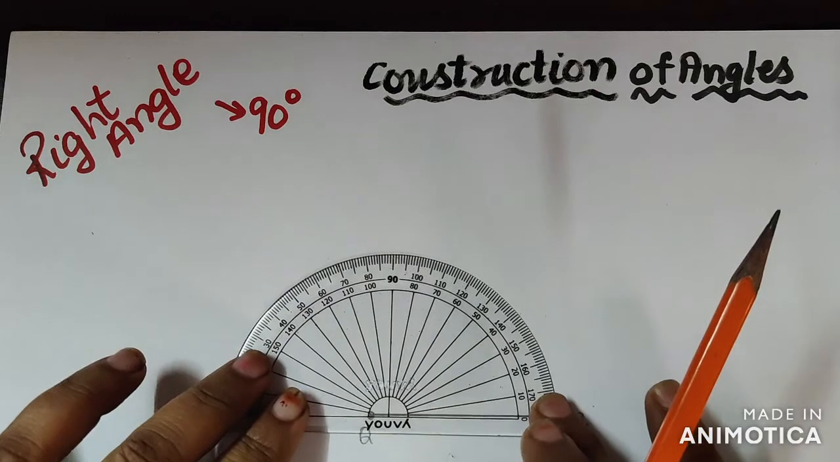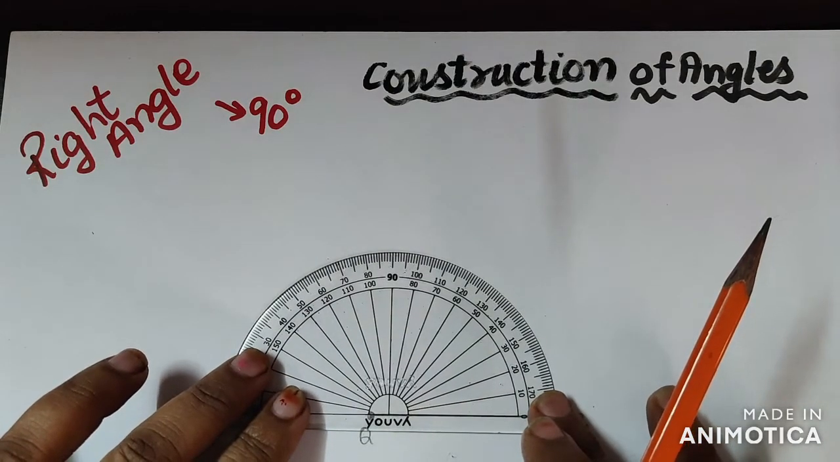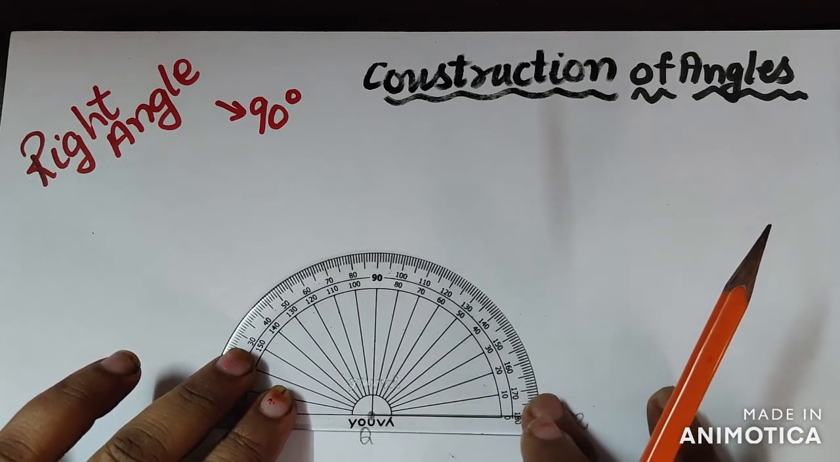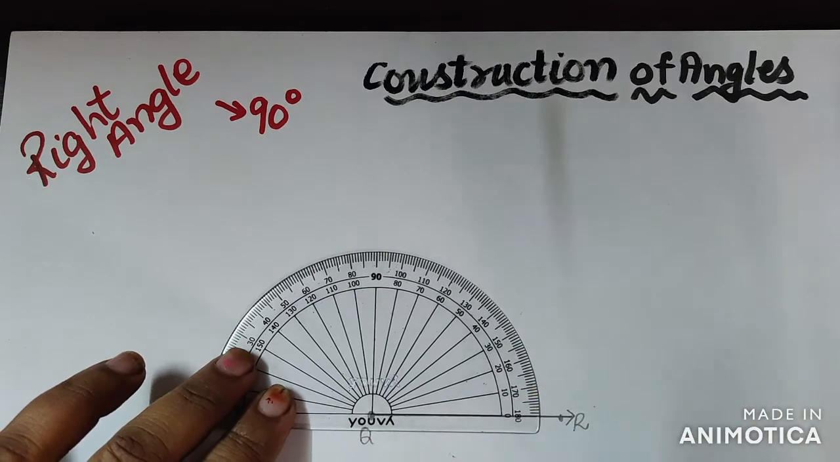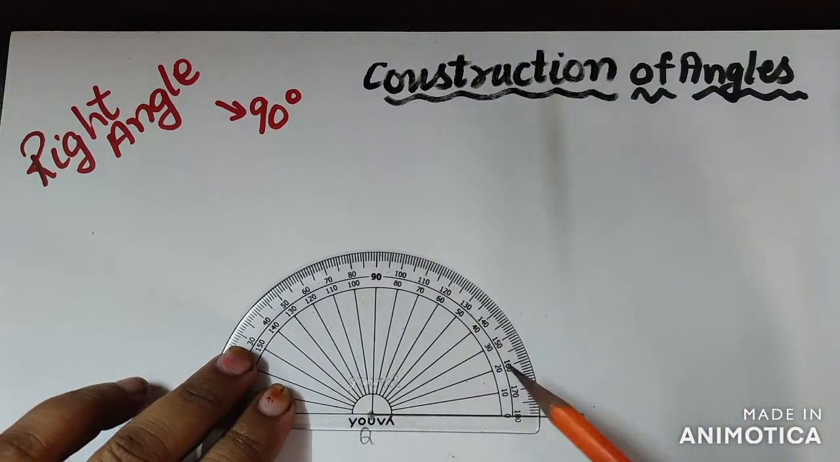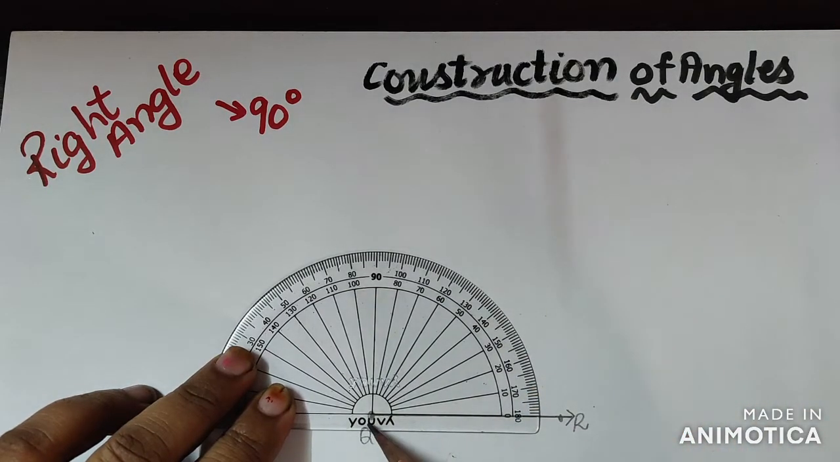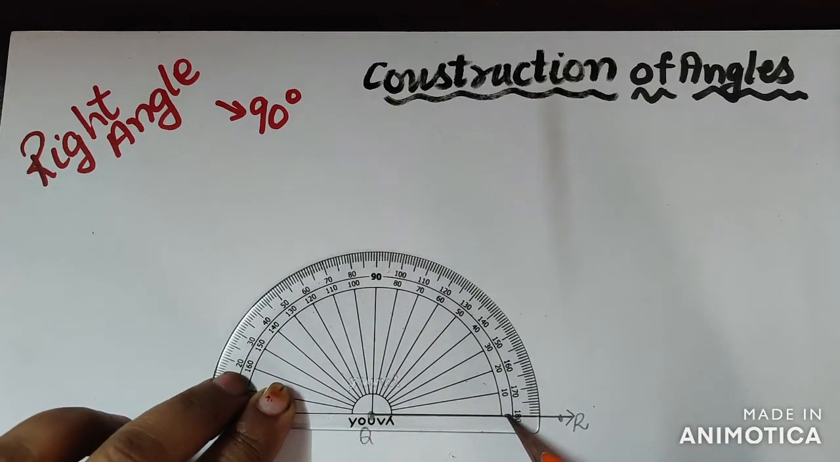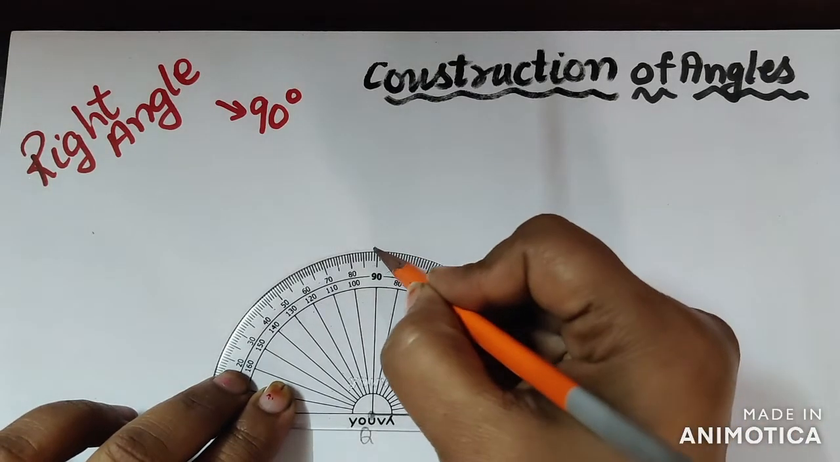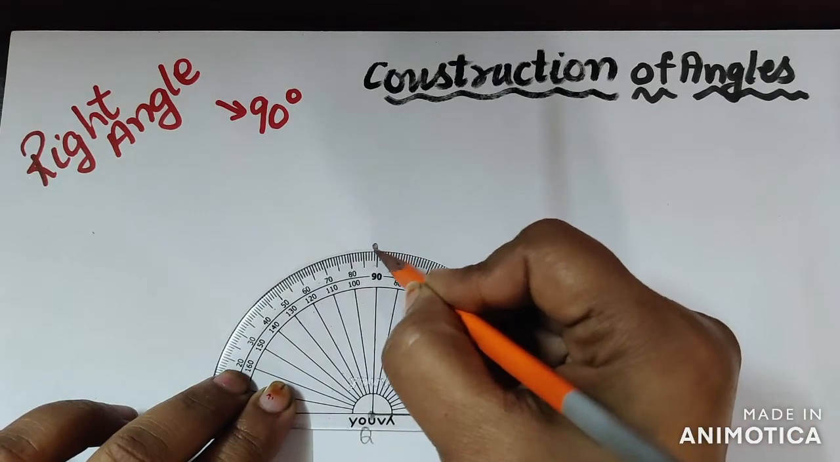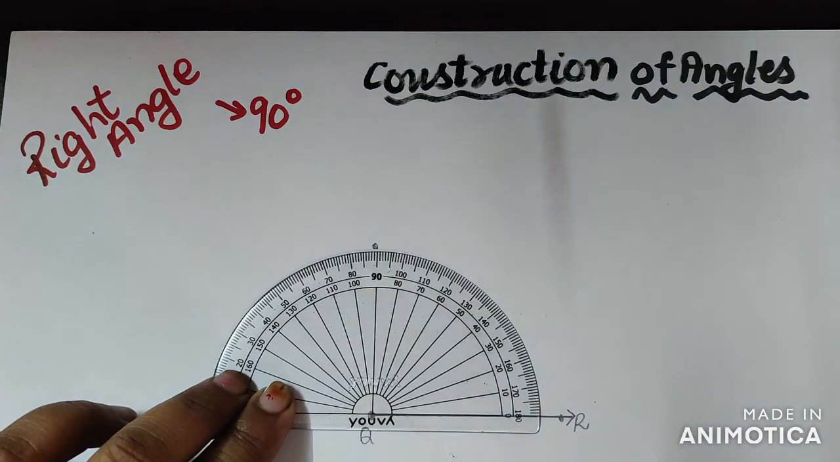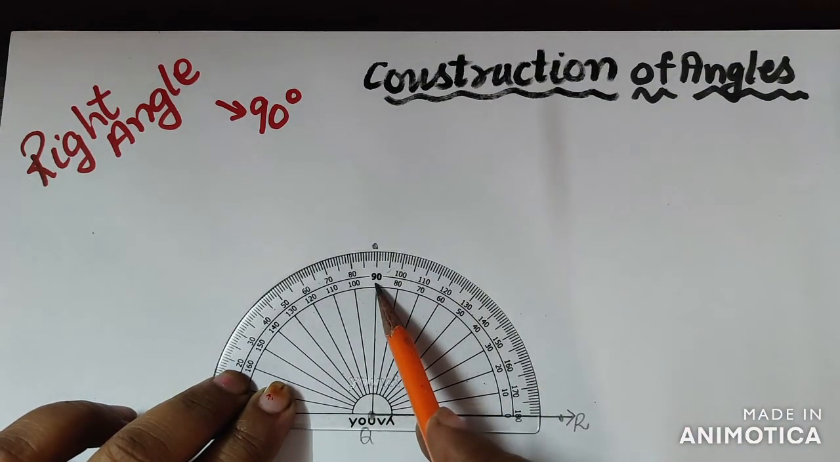Right children? Now I have placed it like this. You just see this is the point. Here the 0 will be on the baseline. After that you will start counting, and if you are making the angle on this side, you will start reading the inner scale. 0, 10, 20, 30, and here that is the 90 degree angle. Put the mark or the point there, right? 90 degree, as you see it's here.